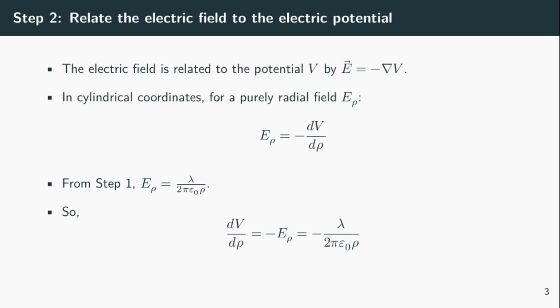Step 2 is to relate the electric field to the electric potential. We know that the electric field is the negative gradient of the electric potential V. In our case, since the electric field is purely radial, its magnitude E rho is equal to the negative derivative of the potential V with respect to the radial distance ρ. From step 1, we found that E rho is equal to lambda over 2 pi epsilon naught rho. So we can say that the derivative of V with respect to ρ is equal to minus E rho, which is minus lambda over 2 pi epsilon naught rho.